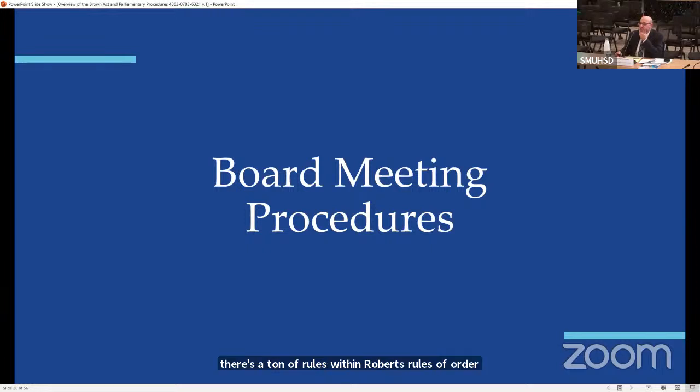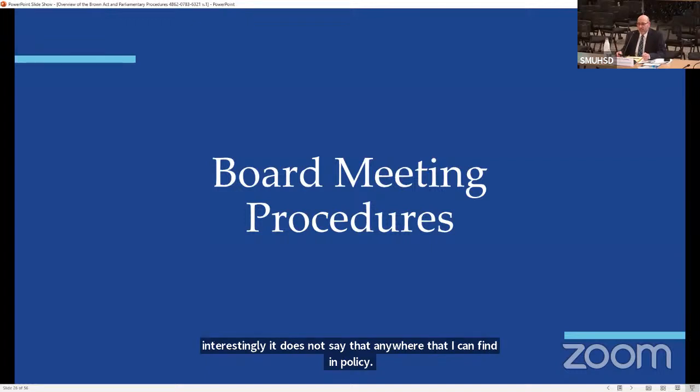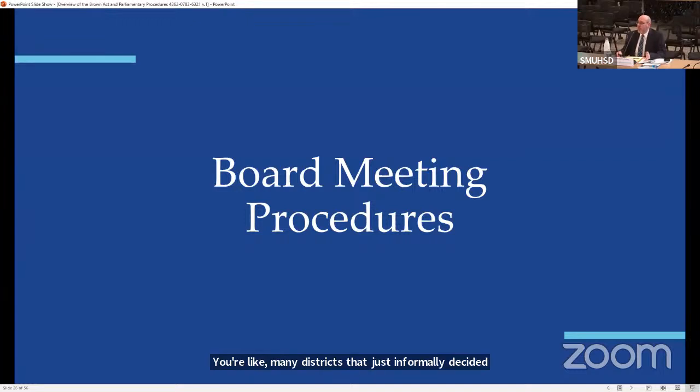And I talked to Shar in preparing for this. Your board follows Robert's Rules of Order, although interestingly, it does not say that anywhere that I can find in policy. You're like many districts that just informally decided to do it. Someday you might want to revisit that. There's an alternative. There are alternative rules of order. One of them is called Rosenberg's Rules of Order.